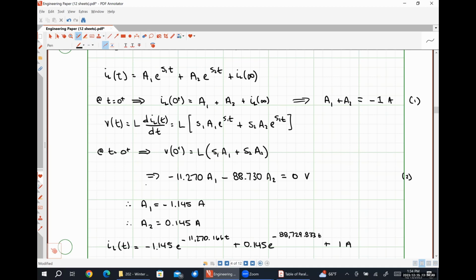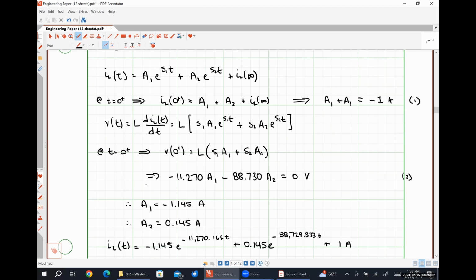Now you are correct that in our system solver, because this was set equal to 0, we could have just as easily divided both sides by L and just used for our second equation, S1 times A1 plus S2 times A2 is equal to 0, and we will get the exact same result. If V at 0 plus wasn't 0, the L would be important in our system solver, which is I think what you were also getting.